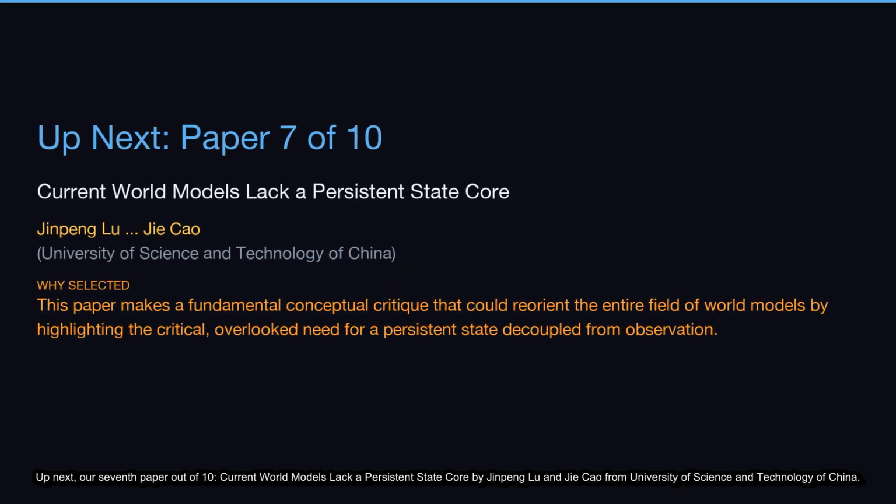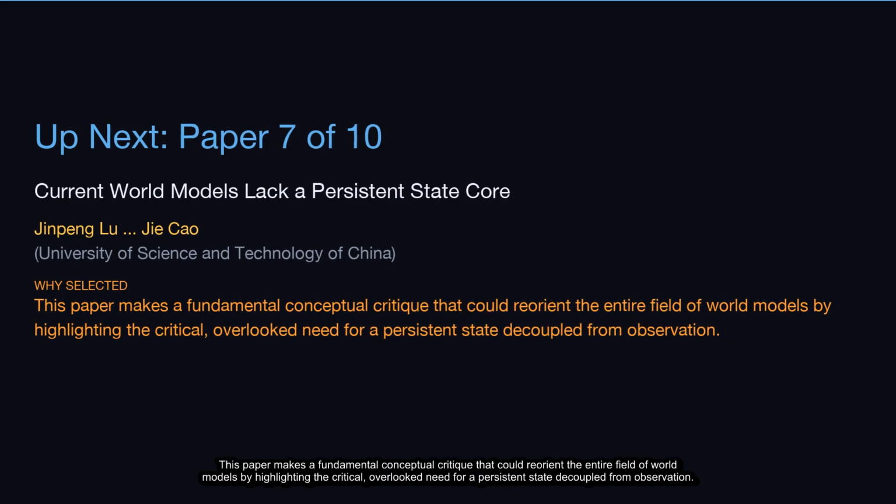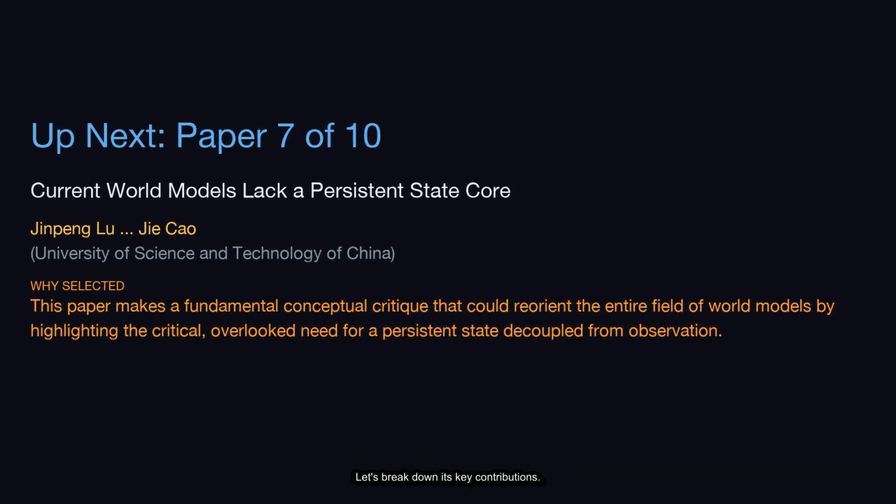Up next, our seventh paper out of 10. Current world models lack a persistent state core by Jinpeng Liu and Jie Chao from University of Science and Technology of China. This paper makes a fundamental conceptual critique that could reorient the entire field of world models by highlighting the critical, overlooked need for a persistent state decoupled from observation. Let's break down its key contributions.